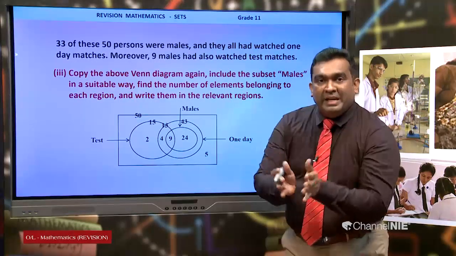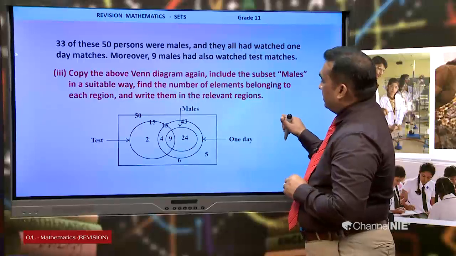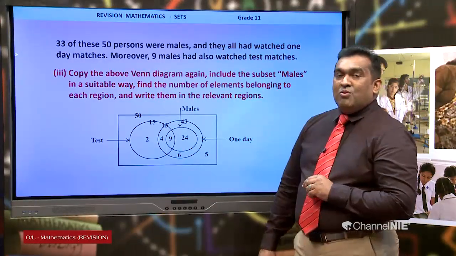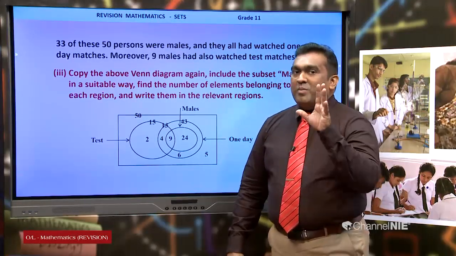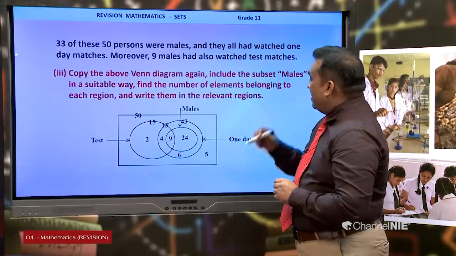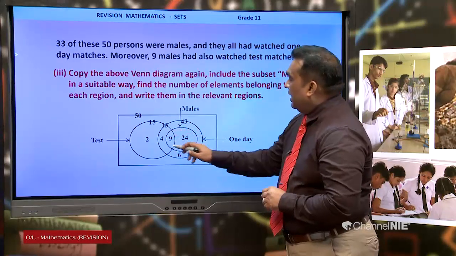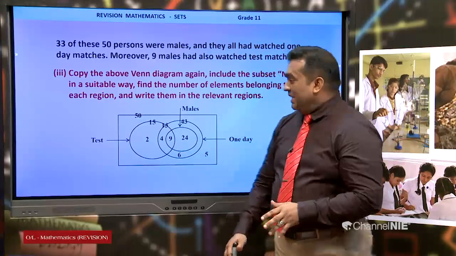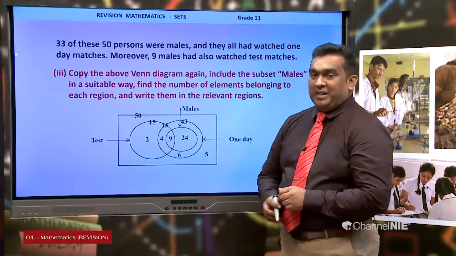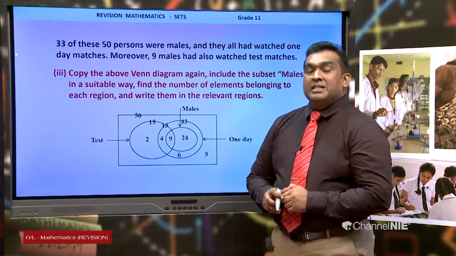Now total number of males 33. According to the information, this is correct, right? Then how did you get 6? According to the definition, how many regions in the one day set? How many regions? 1, 2, 3, 4. Sum of elements of 4 regions is 43. Here you know 33, 33 plus 4, 37.